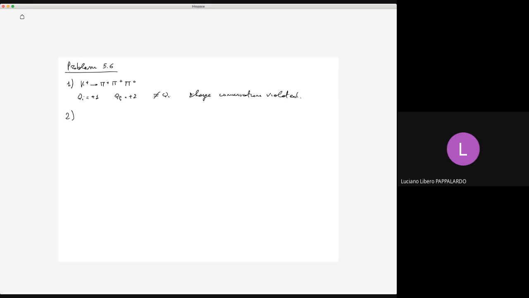Let's take the second one. K plus into pi plus, pi minus, pi plus, pi minus, pi plus, pi 0. So initial state charge is +1. Final state is 1 minus 1 plus 1 minus 1 plus 1 plus 0, that is plus 1, which corresponds to the initial state. So charge conservation is not the problem. What is the problem here?